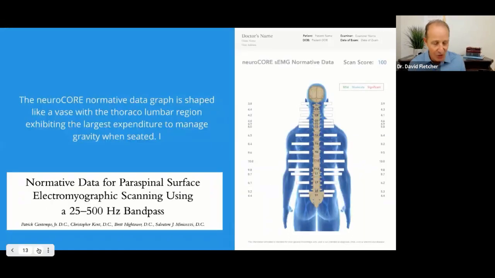So how do we make it usable for each and every one of you? Well, we have to have a normative amount of data, or at least a normative data pool for you to compare against. And that normative data has to be based upon a chiropractic setting. Two of my mentors, Patrick Gentempo and Christopher Kent, were the ones who originated this study. And this goes back to 1996. So it's been around for a very long time.